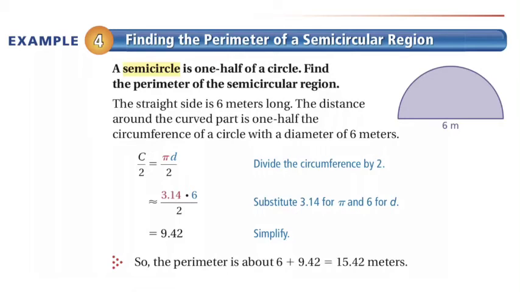Now, we're not all done because we're not all the way around this shape. That only got us from one tip of the circle, half, all the way to the other, going over this rainbow-like shape. But we have to get back to the original spot. So we still have to go 6 meters, or across the bottom of this semicircle region, to get back to where we started from. So 6 plus 9.42 gives us 15.42 meters. So the perimeter is the whole thing, 15.42 meters.